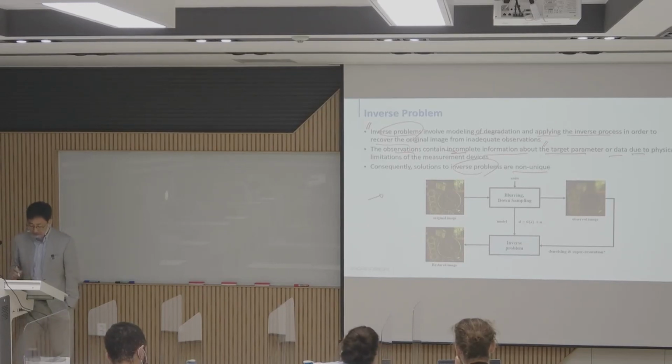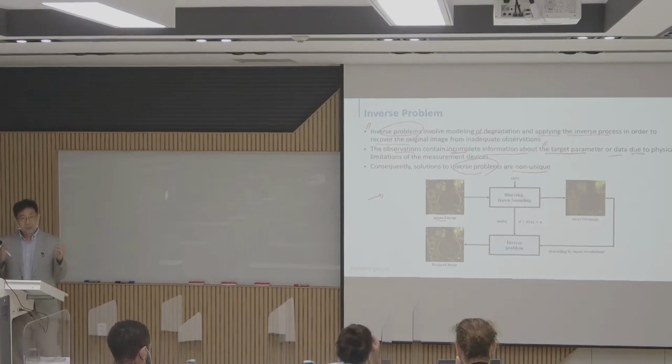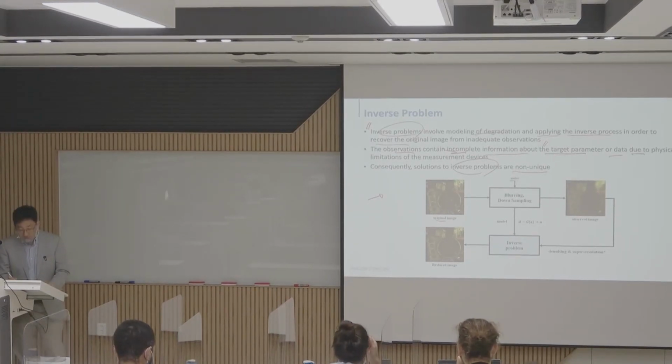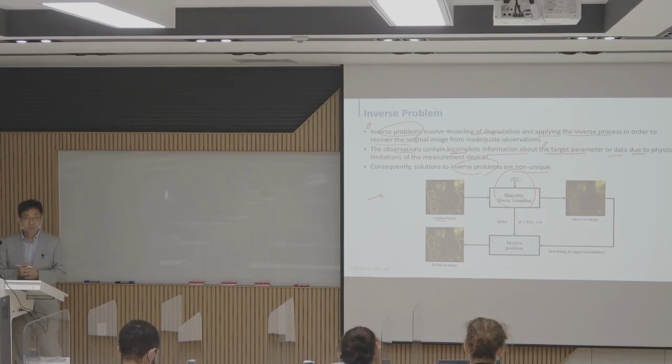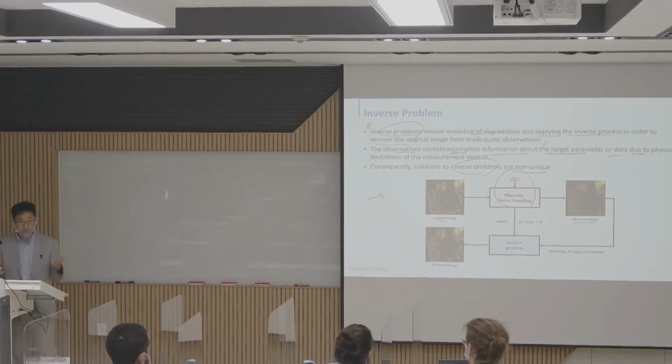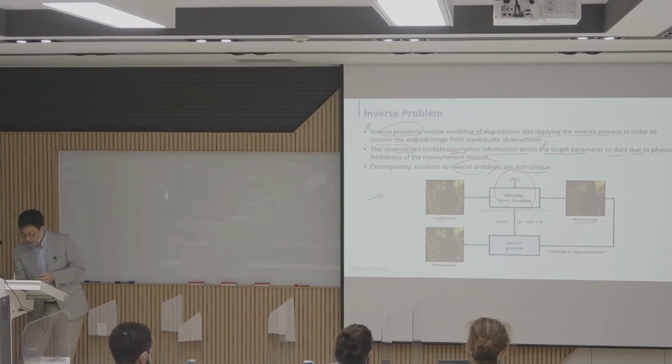Let's see this one. Suppose we have the original image. Then we can do a lot of things in order to make a corrupted or degraded one. We can add noise. We can give some kind of blurring effect, or we can do downsampling. The output of that is the observed image, which is the corrupted or degraded one.